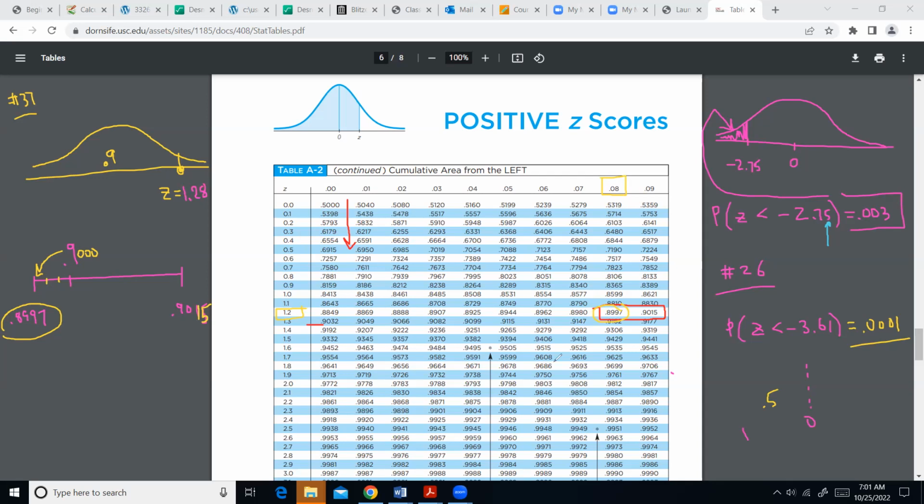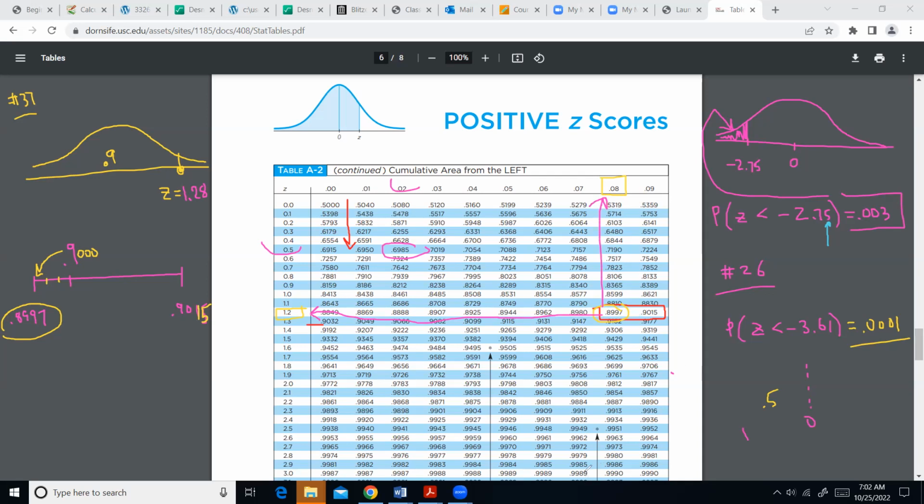So instead of using the Z-scores and then finding the area, we went backwards. We found area first, and then based on that area, I added the row and the column and produced the answer.